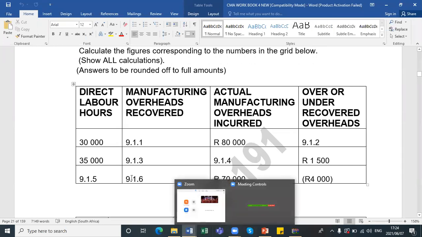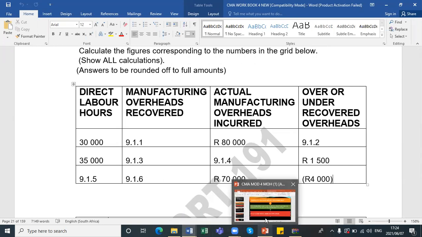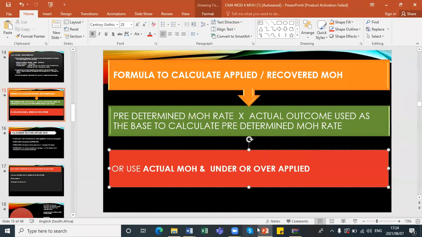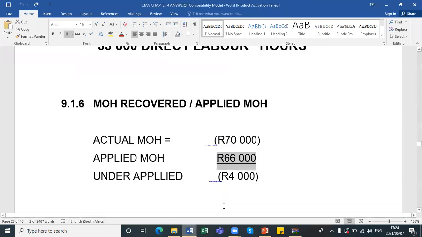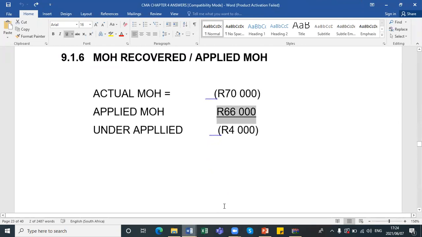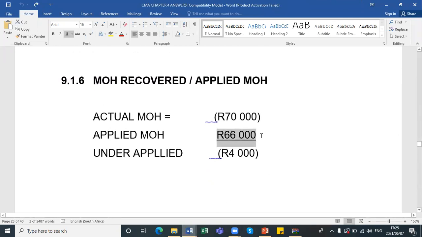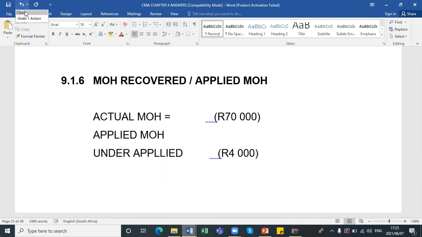Okay, students, to calculate applied overheads, we're going to use the second formula, which is your actual overheads and your under or over applied. If we look at it, we have actual overheads, we have under applied, because our answer is in brackets. So that is what we have. We have actual overheads and we have under applied. So that means my applied overheads, which the amount is not going to be in brackets, must be less. So I'm going to take 70 minus 4,000 gives me 66,000.